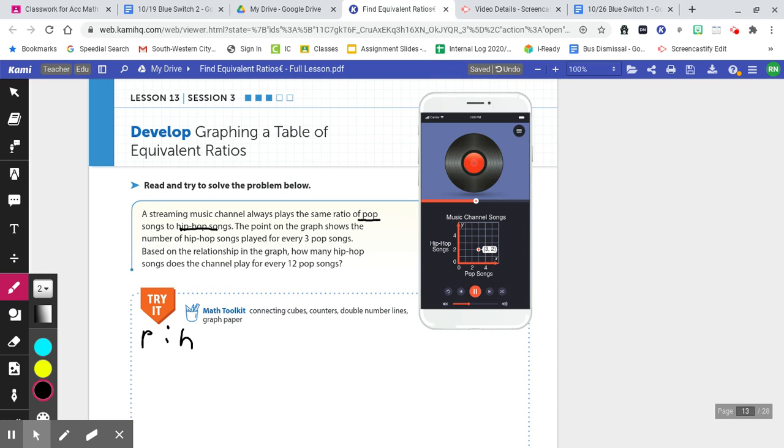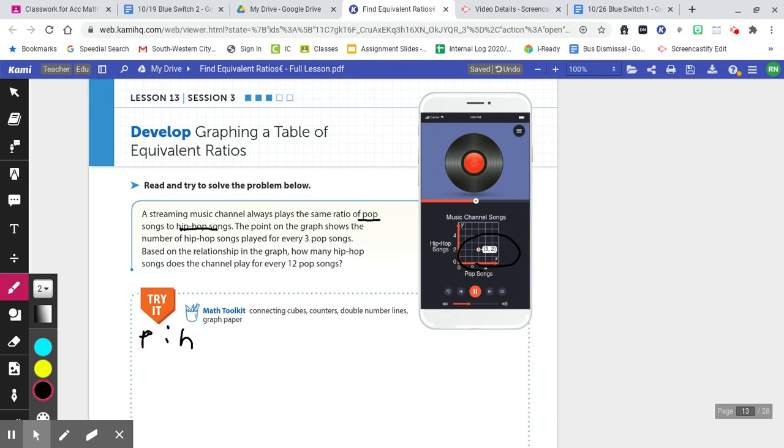Based on the relationship in the graph, how many hip hop songs does the channel play for every 12 pop songs? So I want you to stop the video and see if you can figure that out. You might want to look very carefully here at the 3-to-2 ratio. 3 is my number of pop songs, so how many hip hop? Go ahead and stop and see if you can solve this problem.